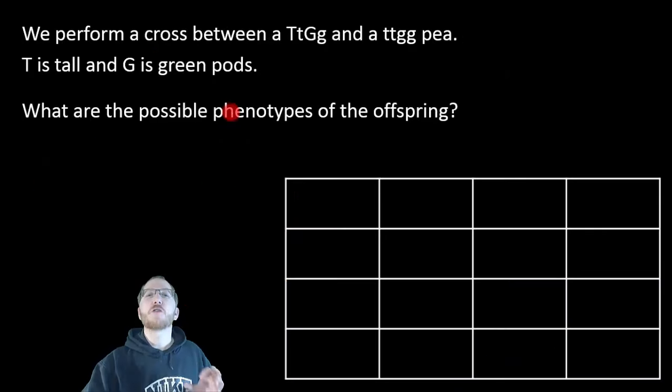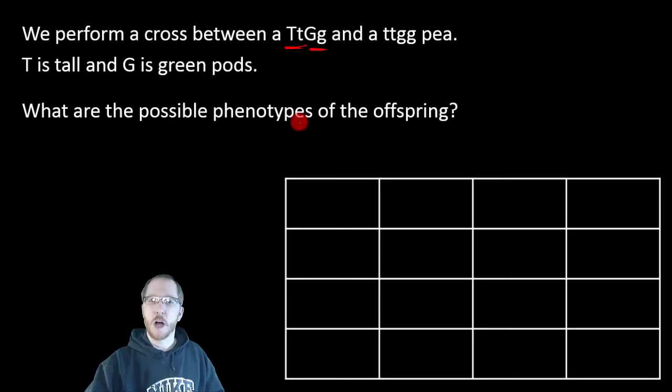Now, for my final cross, I want to show you a dihybrid cross. Because some of what Mendel did, if you remember, with the law of independent assortment, where he saw that one characteristic, one gene, what you inherit for it doesn't affect what you get for the next gene. And so we want to make sure that you're aware of how to do dihybrid crosses.